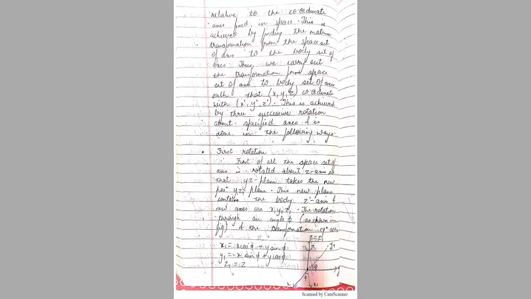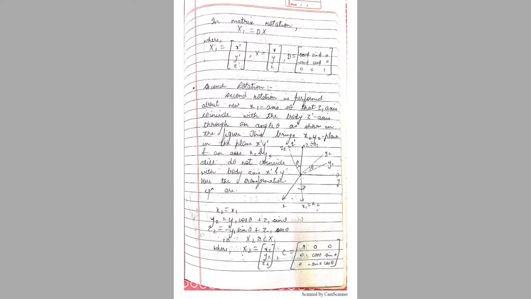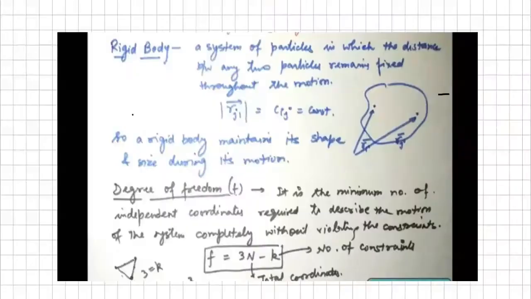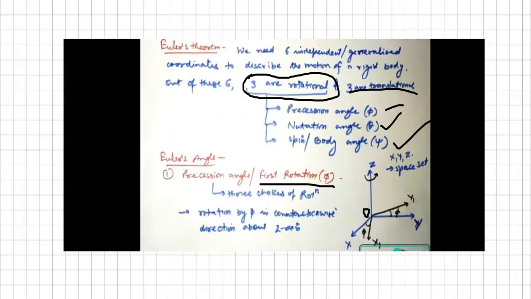And the transformation equations, I have already explained. These are the transformation equations. Then this is the matrix and we have named this matrix as D. So remember this matrix as D. Now the second rotation, I will again explain it to you in my handwritten notes. So now the precession angle I have already explained to you.